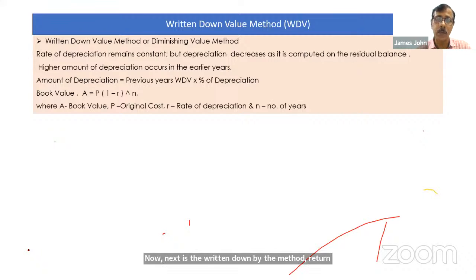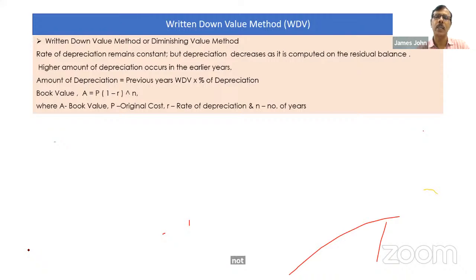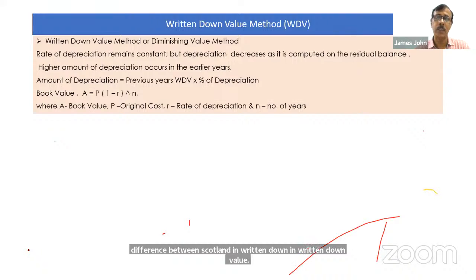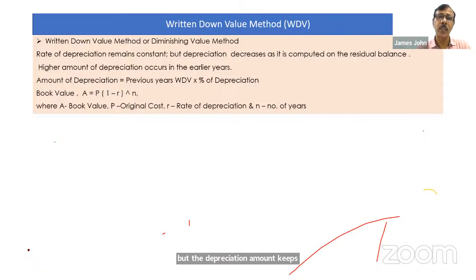Written down value, this is the method which is recognized by Companies Act and Income Tax Act also. The straight line method is not an approved method because as per Companies Act, all companies should follow the written down value. The Income Tax Act also says so. What is the difference between straight line and written down? In written down value, the rate of depreciation is the same, but the depreciation amount keeps on reducing, because here the depreciation is calculated on the reduced value. Is it clear? That is what we call the written down value method or diminishing value method.